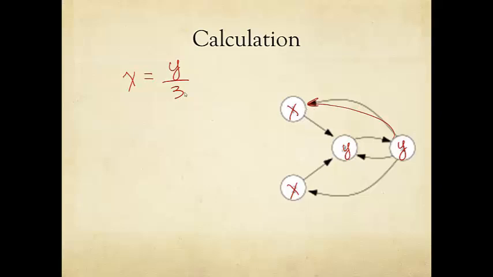At the same time, we also know that x plus y plus y, so the summation of all the importance scores, needs to be normalized. Let's say normalized to 1. Why do we need to normalize it? Because it doesn't matter what the actual absolute magnitude is. All that matters is the relative importance of one node relative to the other nodes.